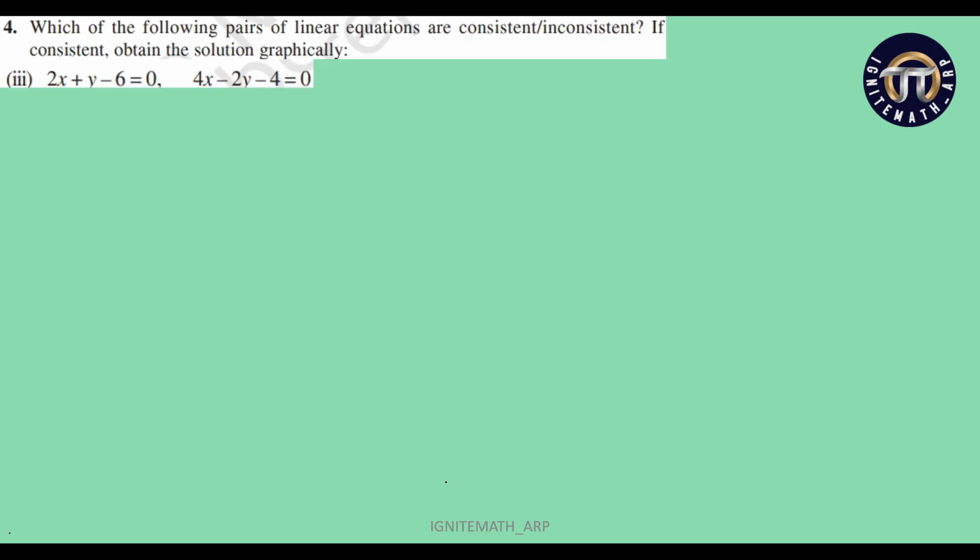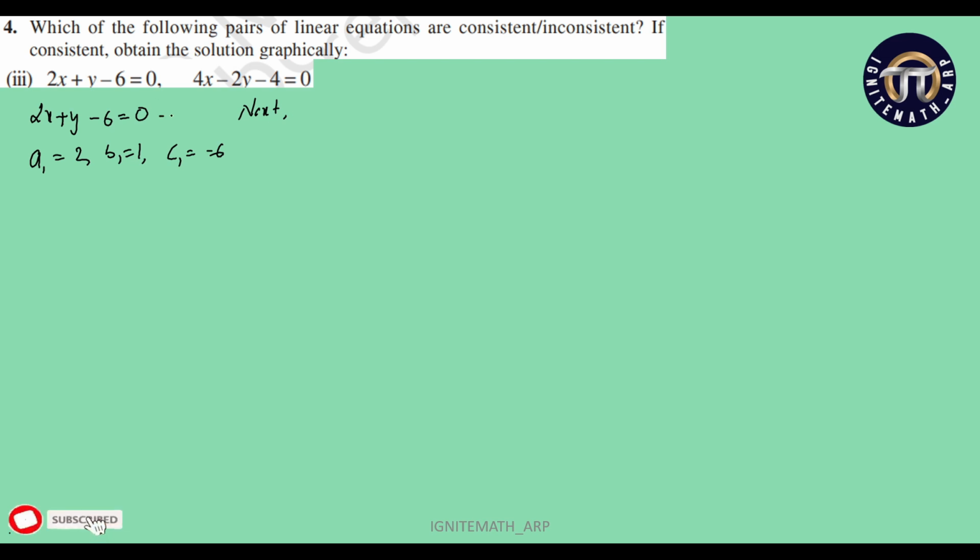Now let me move on to the next question. Which of the following pair of linear equations are consistent or inconsistent? If consistent, obtain the solution graphically. Clear? Again, you are going to obtain the solution graphically. Now pay attention, children. So the first equation is 2x plus y minus 6 equal to 0. Here the RHS is already 0, so directly I will take the value of A1 as 2, B1 is equal to 1 and C1 is equal to minus 6.